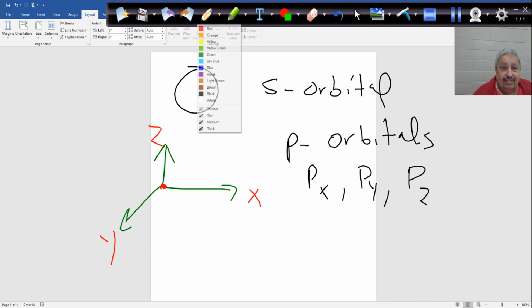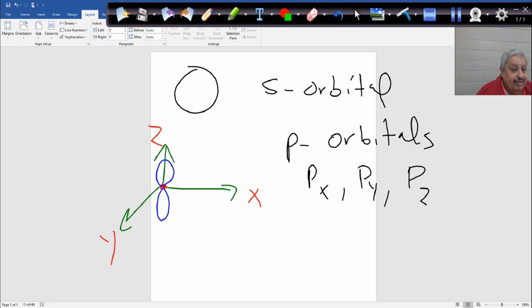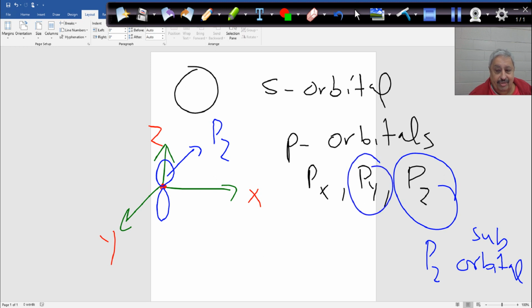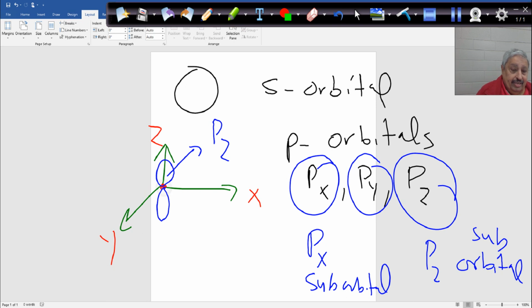Then look at this. This is called the Pz orbital. It's really not an orbital, it's just a suborbital, because the whole p orbital is made of 3 of those: 1, 2, 3. This is the same thing, the Px suborbital.